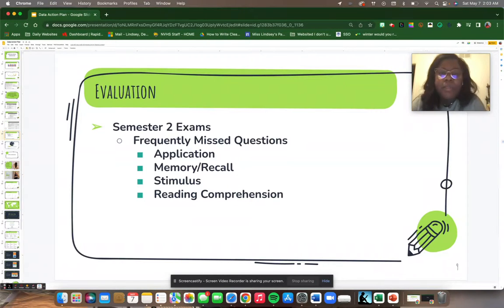Evaluation. The best way to evaluate if reading comprehension is improving would be to look at those reading comprehension questions off of the exams that they'll be taking second semester. So, again, going back to those frequently missed questions, seeing if the frequently missed reading comprehension questions have been going down compared to application, memory recall, and stimulus. So, again, not just doing it first semester, but seeing if there's an overall improvement second semester would be great.